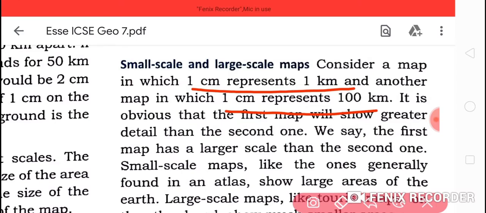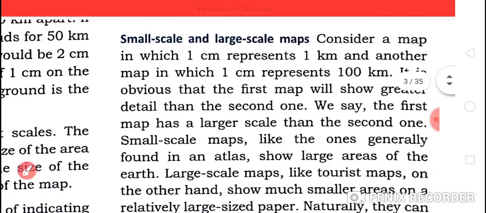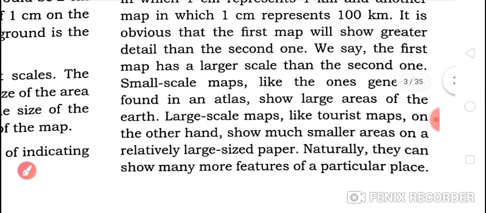It is obvious that the first map shows greater details than the second one. We say the first map has the large scale, and the second one has a small scale.